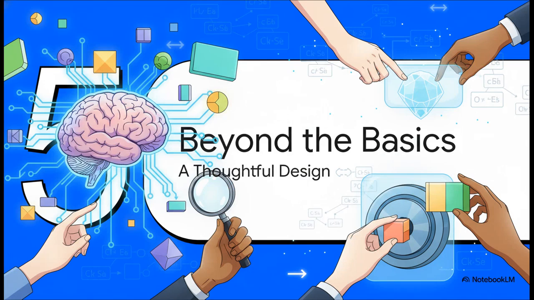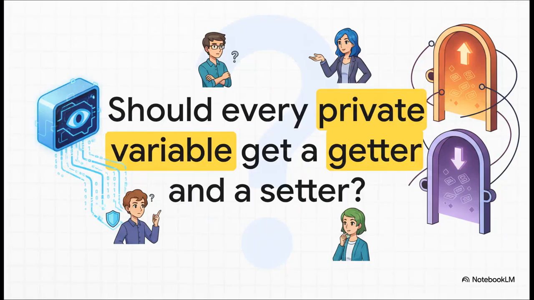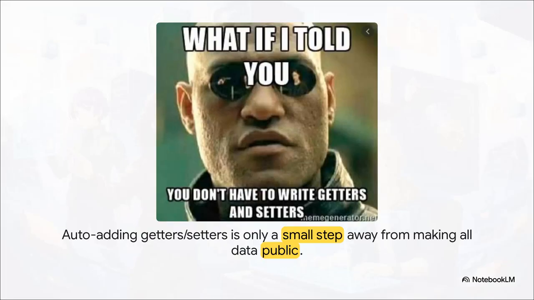Knowing what these tools are is one thing, but knowing how to use them wisely, well, that's what programming design is all about. And that brings us to a really critical design question, a trap a lot of us fall into. Now that you know about getters and setters, should you just automatically add one of each for every single private variable you make? What if I told you that mindlessly slapping a getter and a setter on everything kinda defeats the purpose of making it private in the first place?